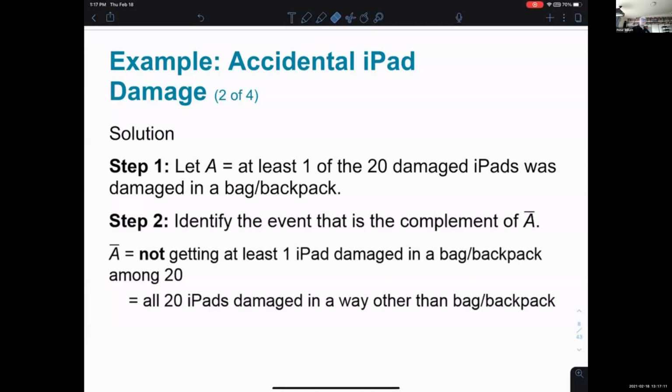Step 2, identify the event that is the complement of the one we just defined, A. The complement of at least one of the 20 is not at least one, meaning none of the 20. Not getting at least one means all 20 were damaged in some other way, not while in a bag or backpack. There's only one way that can happen. Every single one of them was damaged in a different way.